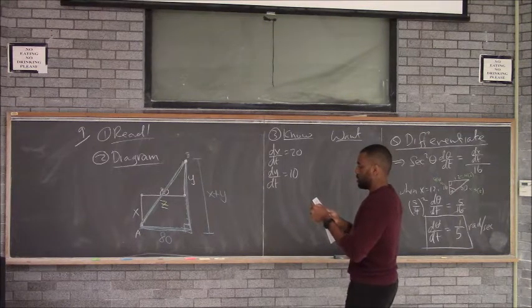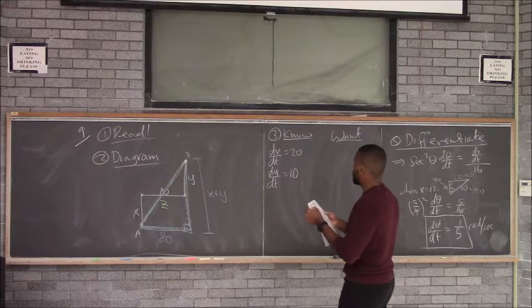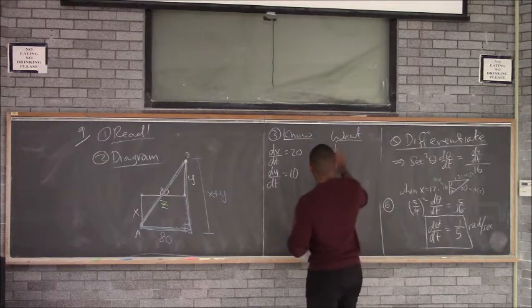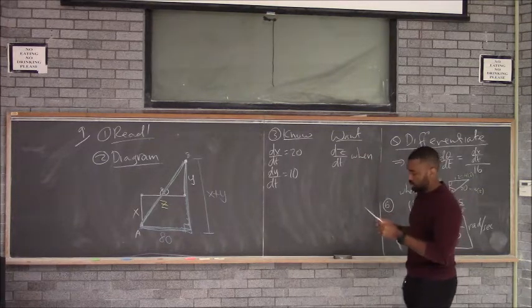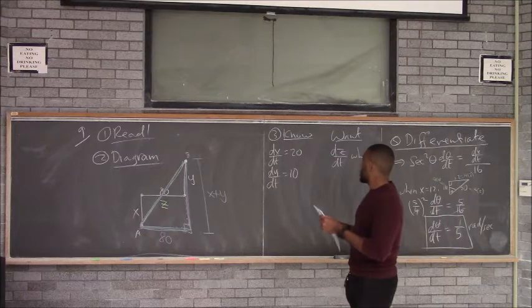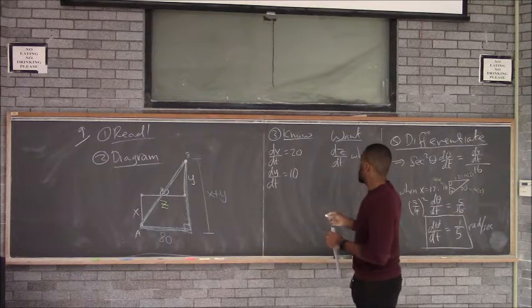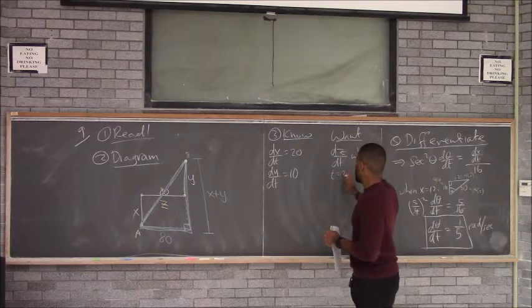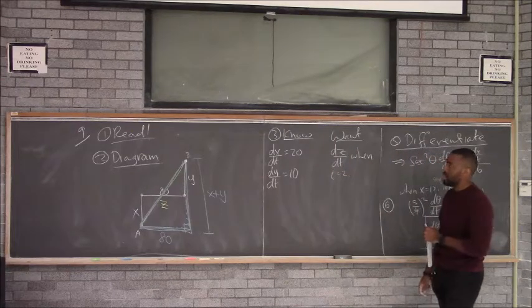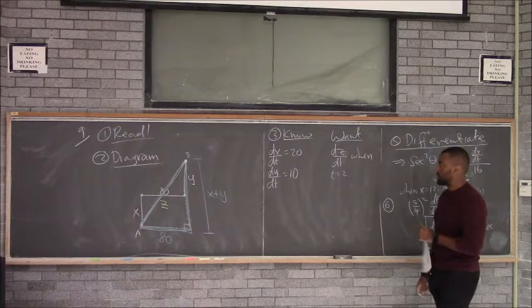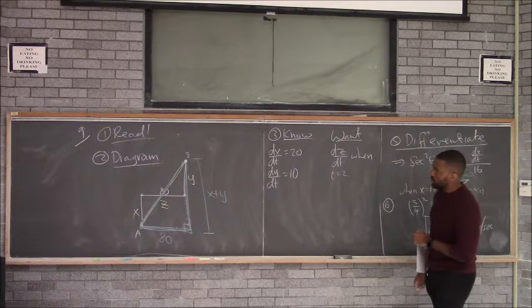What do we want? We want dz/dt. When? When t equals 2, sure, but how would we describe that in terms of X and Y? X is equal to 40 and Y is equal to 20.